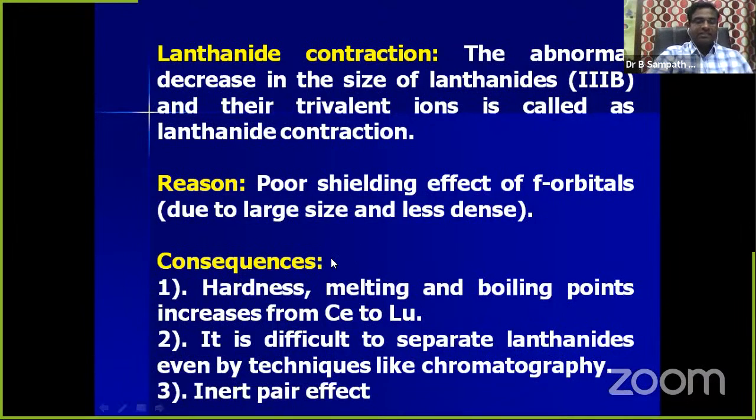What are the consequences? The consequences of lanthanide contraction: hardness, melting and boiling points increase from cerium to lutetium. So children, after lanthanum, from 58 to 71, cerium to lutetium, the hardness, melting and boiling points increase. This is due only to lanthanide contraction. It is also difficult to separate lanthanides even by techniques like chromatography.